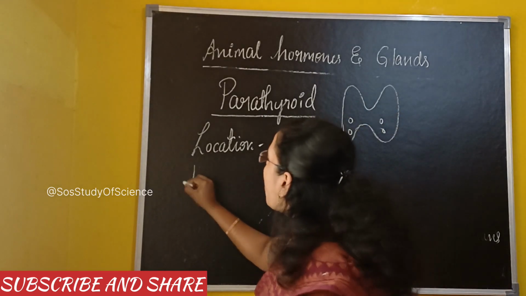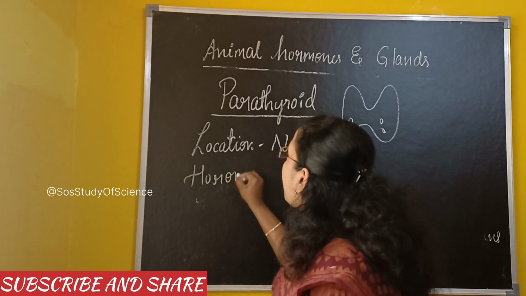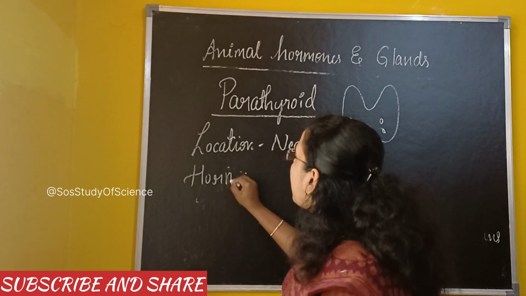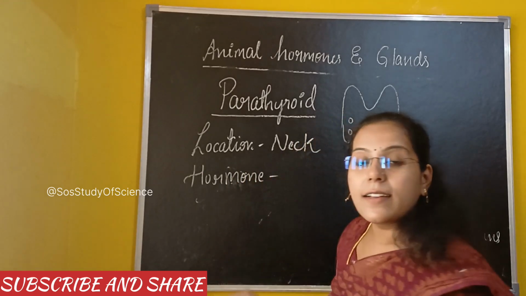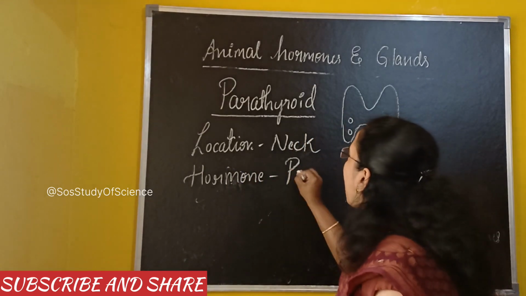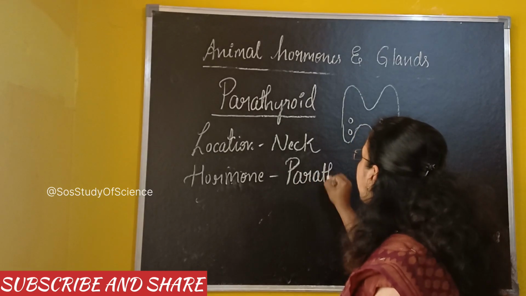So what kind of hormone does it release? Parathyroid gland releases a hormone called parathormone.